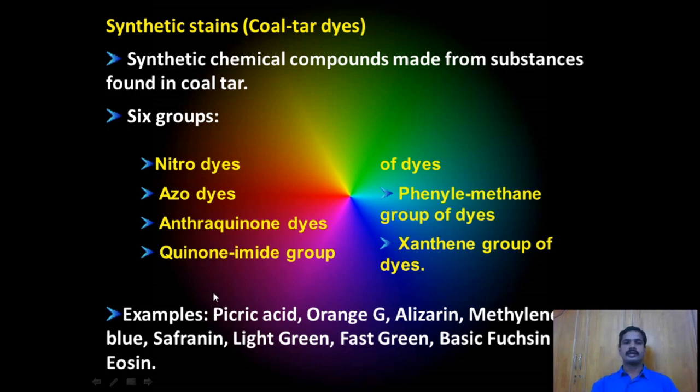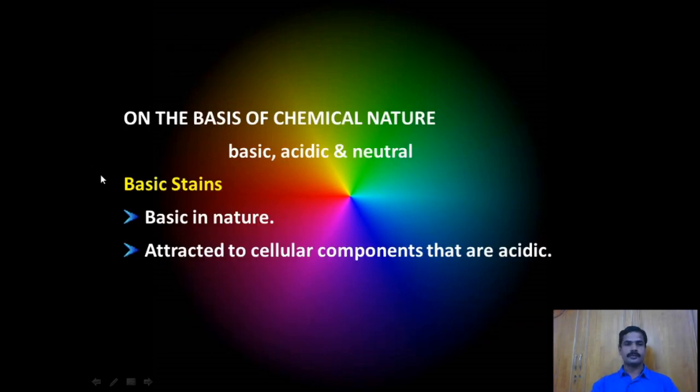Examples for synthetic stains are picric acid, orange G, alizarin, methylene blue, safranin, light green, fast green, basic fuchsin, and eosin. Many of the stains under this category, under these examples, are used in our laboratory preparations.